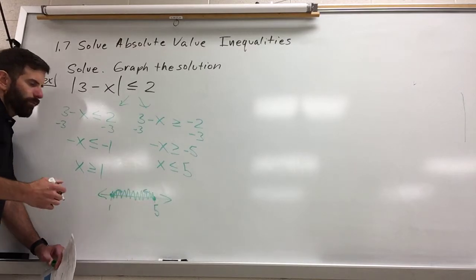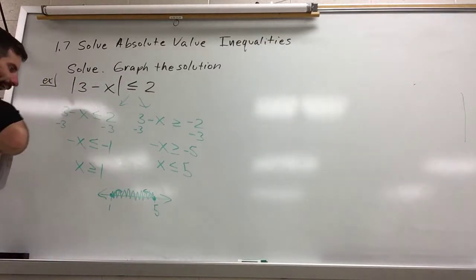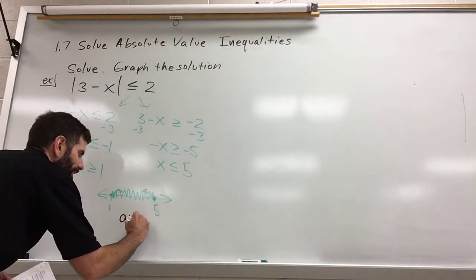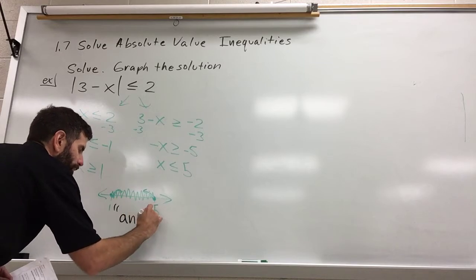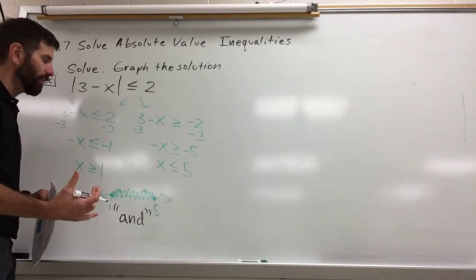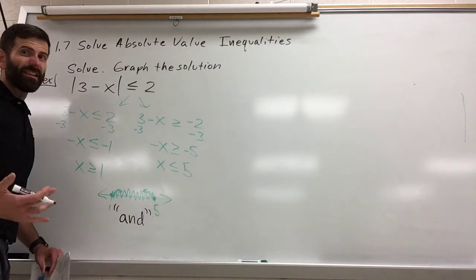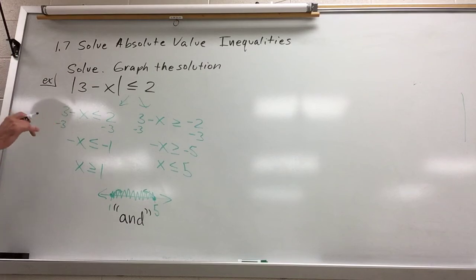And when we shade in the middle, that means this was an "and" inequality. It was an "and" inequality, so we're not done. We got to go one more step. We got to rewrite this as an "and" inequality.